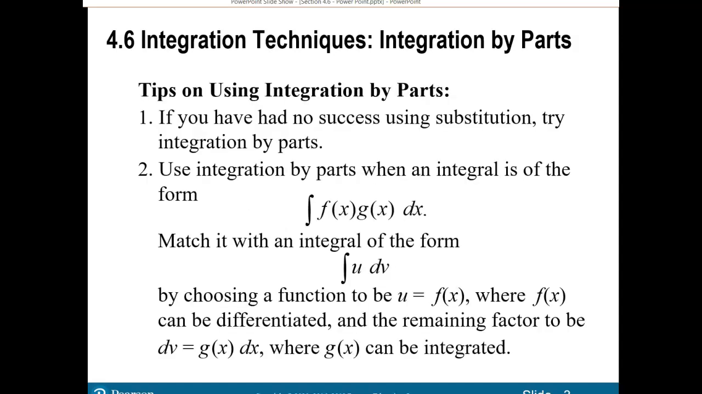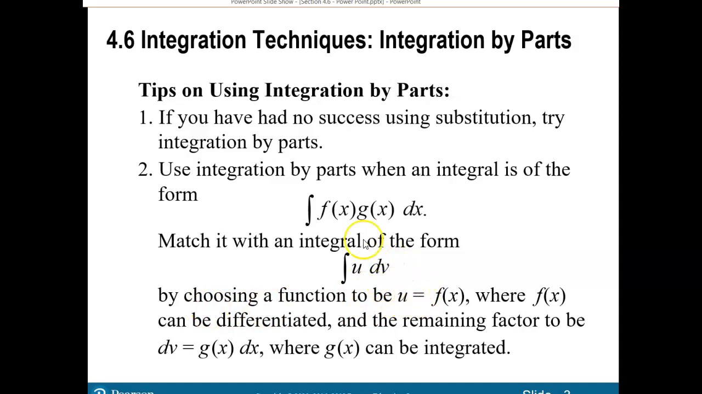All right, so tips on using this formula. First, if you had no success trying the substitution method, then we're going to resort to integration by parts. In other words, if the substitution method from section 4.5 doesn't seem to work out, then maybe parts is a better option. Second, use integration by parts when an integral is of the form f of x, g of x, dx. In other words, match it with the form of u dv. It's a product of something usually, not always, but usually. So part of it is going to be represented by u, the other part by dv.